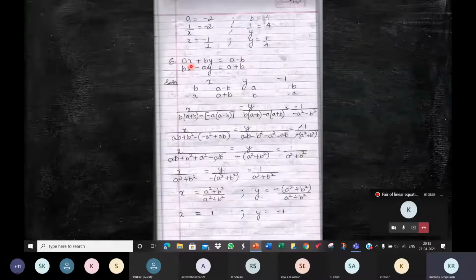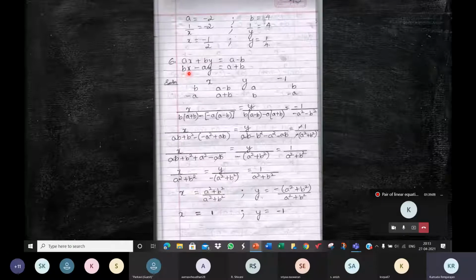Ax is the x term. By is the y term. This a minus b, this expression a minus b or this term a minus b, which does not have x or y in it, is the constant. The same in the second equation. Bx is the x term. Ay or minus ay is the y term. And see here, a plus b does not have x or y in it. That's the constant.